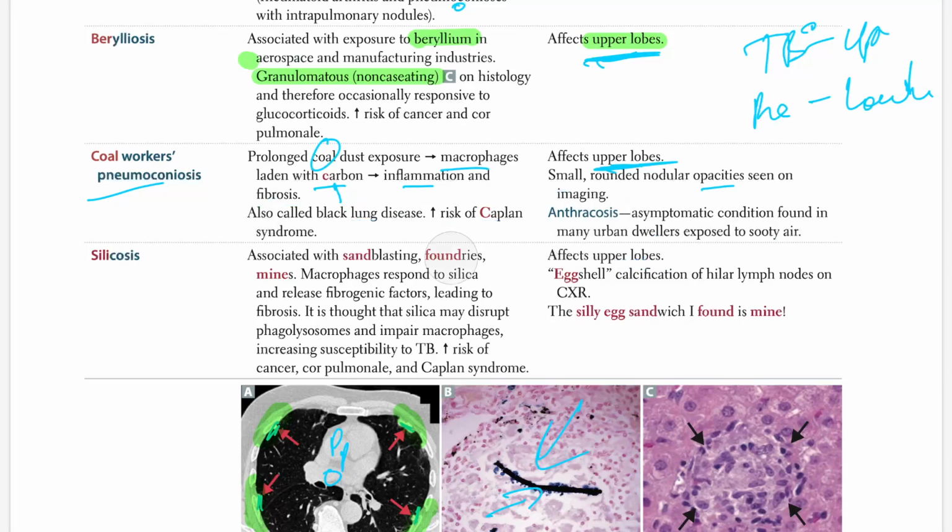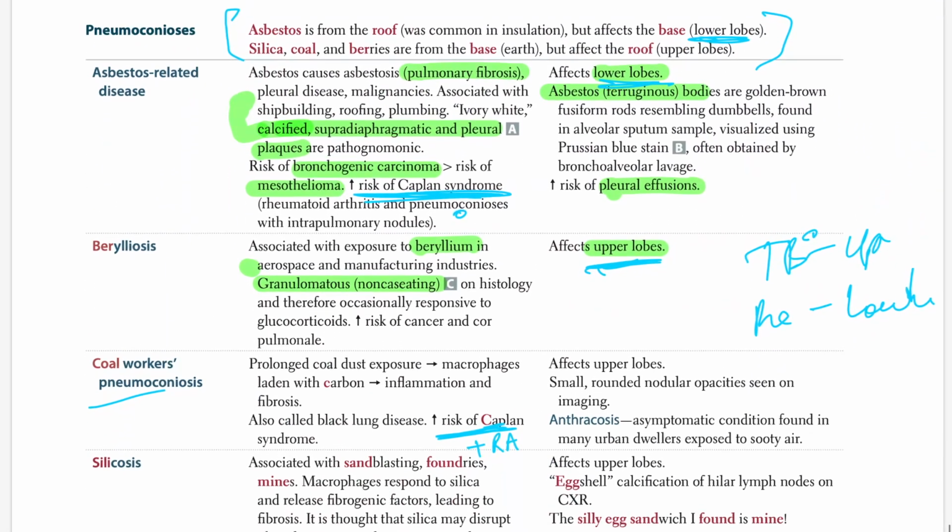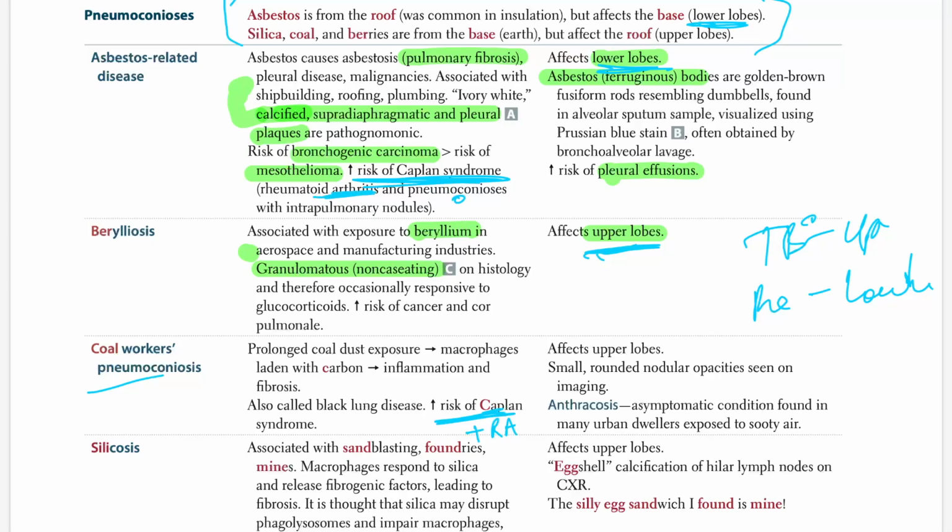Okay, so let's talk about this Kaplan syndrome here. So Kaplan syndrome is what we said. You have an RA, rheumatoid arthritis present, and you have an interstitial lung disease. If you look here, intrapulmonary nodules and pneumoconiosis. So pneumoconiosis, we are talking about pneumoconiosis. Kaplan syndrome.